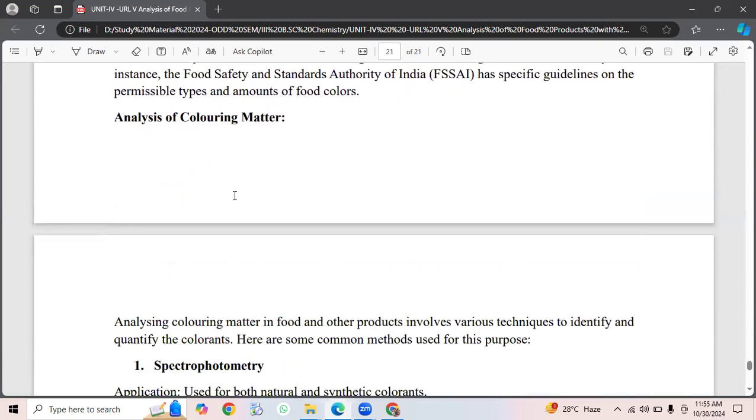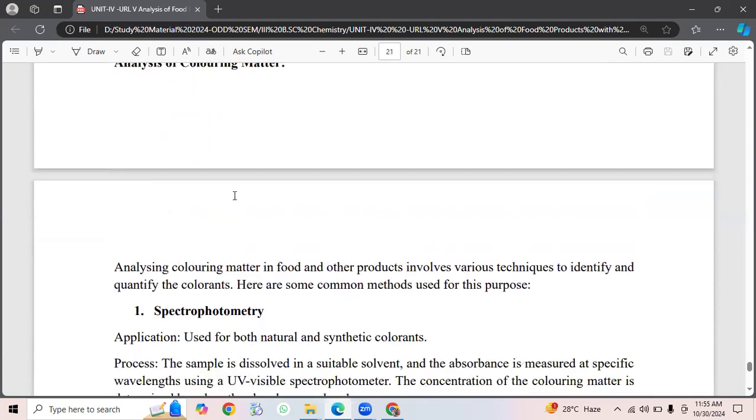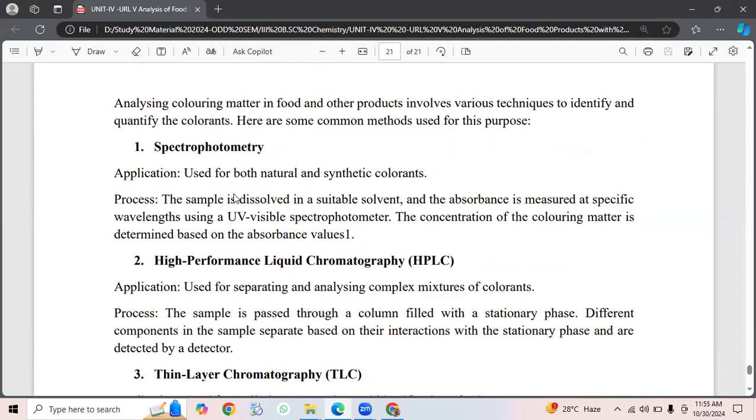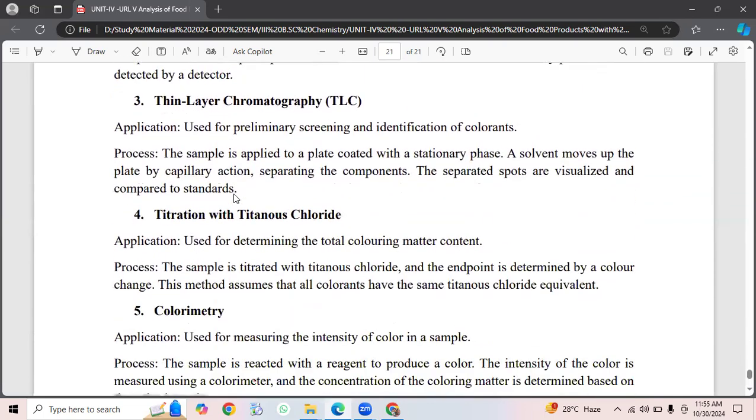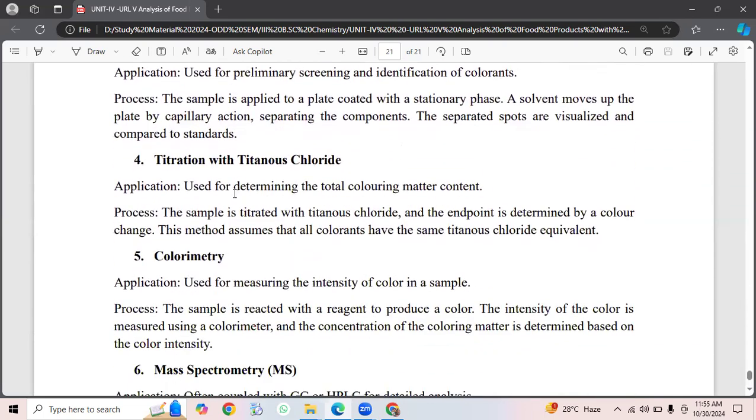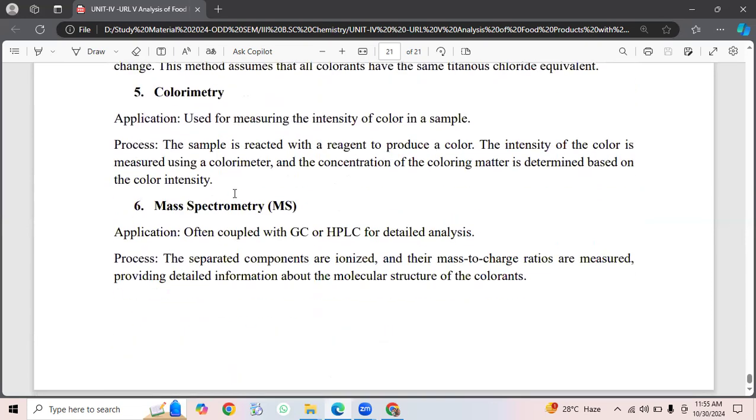The next one is the analysis of coloring by different instrumental analysis. Spectrophotometry by using UV, HPLC, thin layer chromatography, titration with titanous chloride with the color change, then colorimetry to measure the color intensity, then mass spectrometry, where the ionized components are identified by mass to charge ratio. Depending on the peaks, we can identify the colors present in the food.